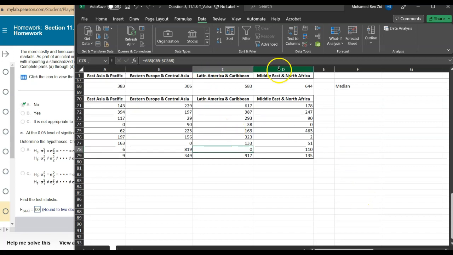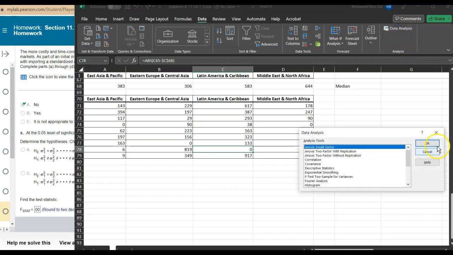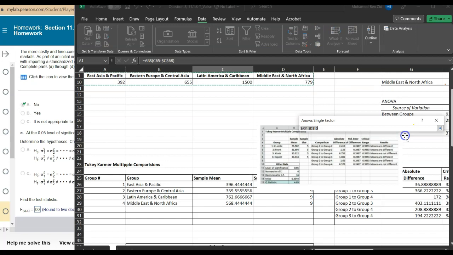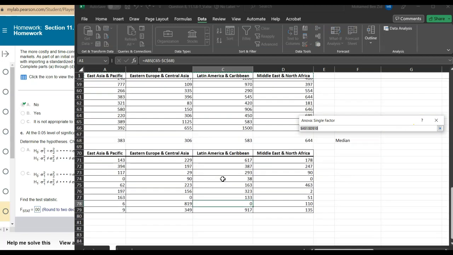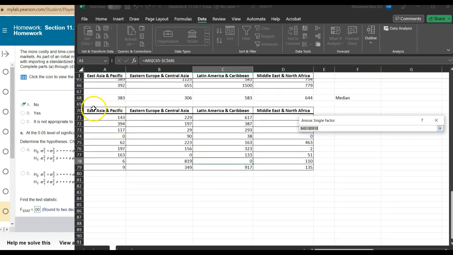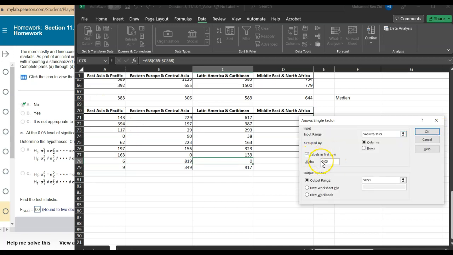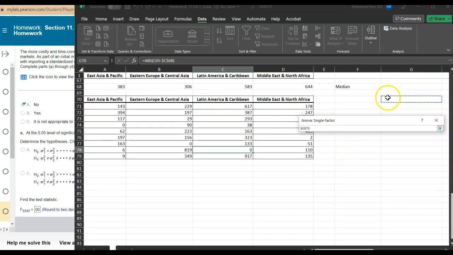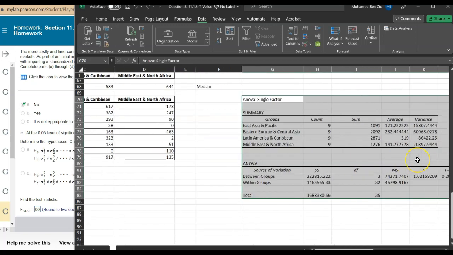So now I'm gonna run again the ANOVA. So I'm gonna go to data analysis, and one single factor. And this is gonna be, again, I have to select this table, the last one I worked on. Labels is fine, 0.05, and you select the output cell. So the output cell is gonna be, put it there, got it.